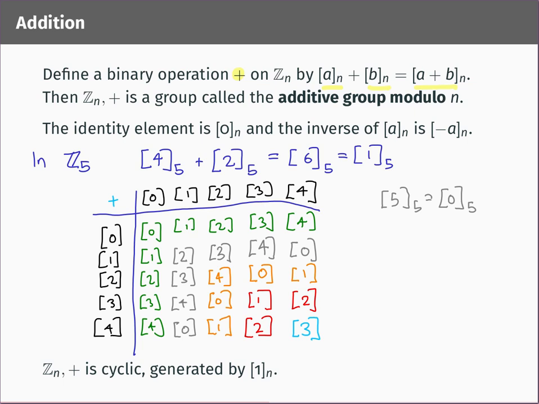And the 0th power of 1 is defined to be the identity element, so the cyclic subgroup generated by 1 will be the whole group. So this is a cyclic group, and a generator is 1. There may be other generators as well. In fact, there are other generators in this case, but 1 is certainly a generator, and this is a cyclic group.